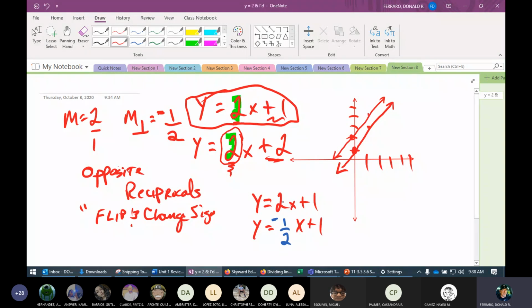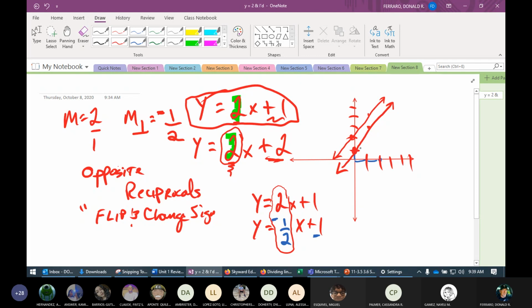So all I did was I changed the slope. This is the slope here. This is the slope here. I flip it and change the sign. So now, if I was to graph this, Miguel, I'm going to do this in blue, okay? My perpendicular line is going to have plus 1 as my y-intercept. So that's plus 1 there. And now I'm going to go down 1, because that's my rise. So I go down 1, and I'm going to go 2 positive on my x-axis.